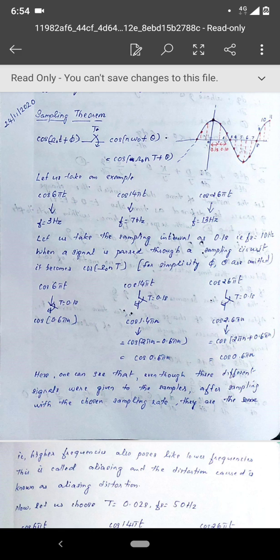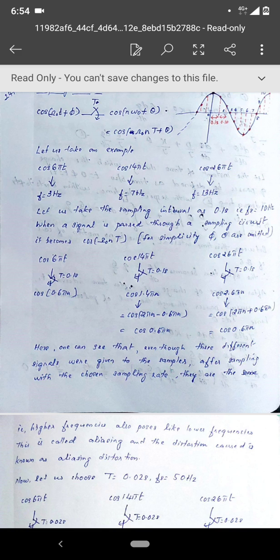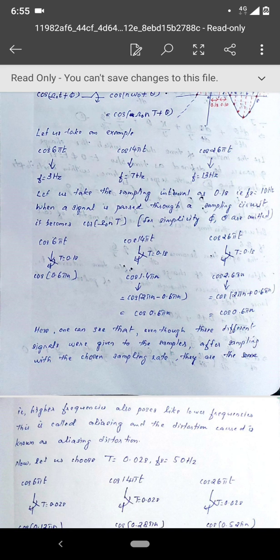If that is the sampling interval, what will be the sampling rate? That is the frequency at which we take those values, that is 1 by 0.1, that is 10 hertz. So when a signal is passed through a sampling circuit, it becomes cos. Just to avoid complexity, let us neglect the phase difference, because phase does not have anything to do with this here. So we just neglect phi and theta. Let's make things very simple. So it becomes cos omega naught n capital T. When it is passed through the sampling circuit, small t becomes nT.